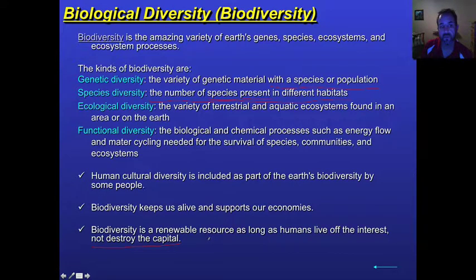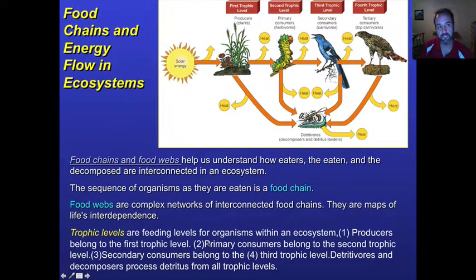Okay. I believe that's going to be about it, except for food chains and energy flow in ecosystems. Food chains and food webs, we should know this, okay? Food chains go in one direction, and food webs go in multiple directions because they're basically more complex.